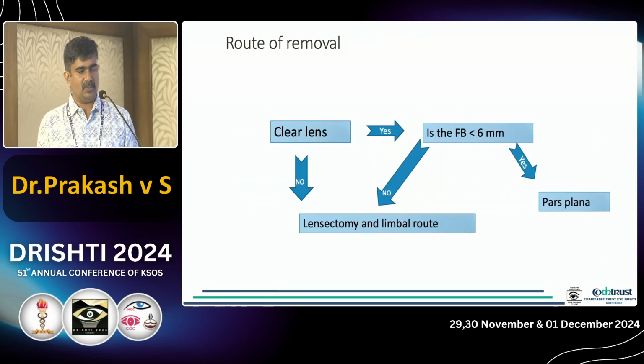The route of removal depends on two things: what is the status of the lens, whether the lens is already damaged or not, and what is the size of the foreign body. If the lens is clear, then you look at the size of the foreign body. If it is less than 6 millimeter, then you can still remove it through the pars plana without causing much damage. If it is more than 6 millimeter, even if the lens is clear, it is better to do a lensectomy and remove it through the limbal route. And if the lens is damaged, then there is no issue. We go ahead with doing it through the limbal route.